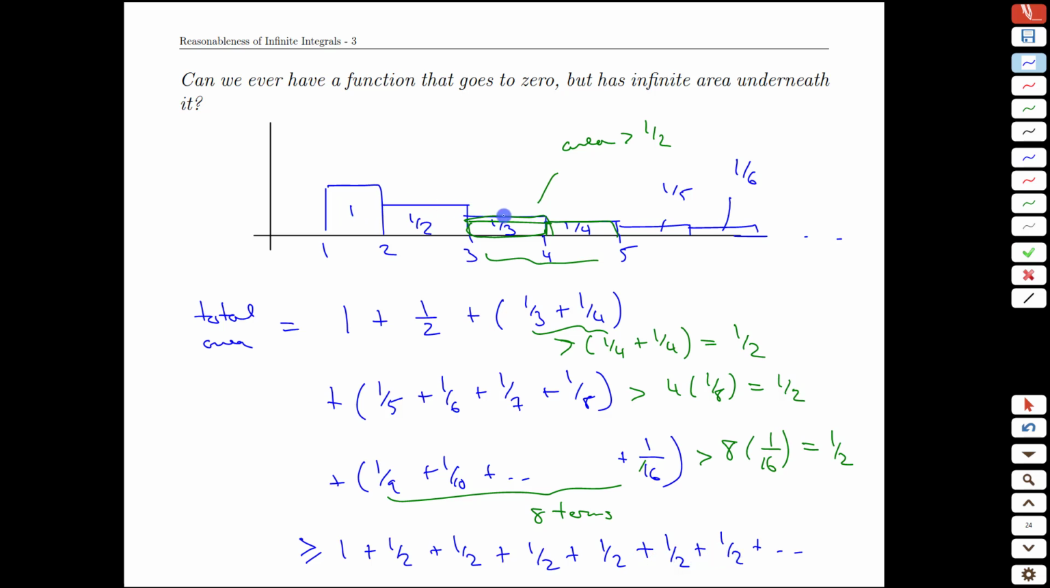And so even though all of these values are getting smaller, the heights of them are getting closer to 0, if we add them up and they have this relationship to each other, we can get an infinitely large area if we want. Again, it depends on these particular sizes.